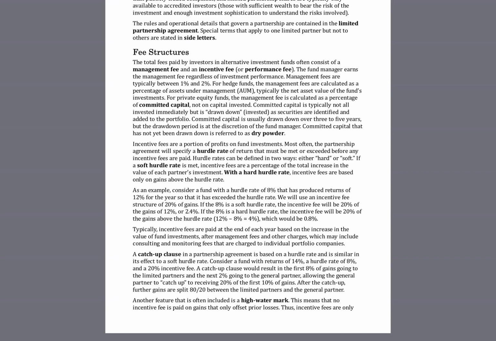Okay. So consider a fund with a hurdle rate of 8% that has produced a return of 12% for the year, so it has exceeded the hurdle rate. We will use an incentive fee structure of 20% of gains. If the 8% is a soft hurdle rate, the incentive fee will be 20% of the gain of the entire 12%. If the 8% is a hard hurdle rate, then it will just be the differential.